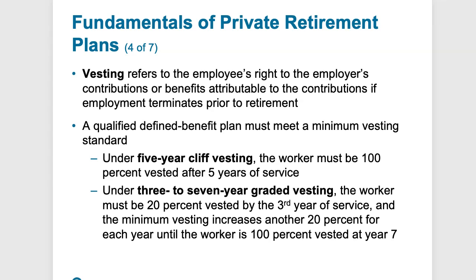So under a 5-year vesting, you must be 100% vested after 5 years of service. So you can't stretch your vesting beyond 5 years. So after 5 years, you're 100% in. Under a 3 to 7 year graded vesting, the worker must be 20% vested by the 3rd year of service and a minimum vested of another 20% for each year until the worker is 100% vested in 7 years, as an alternative. So this is meant to encourage people to stay at the company.